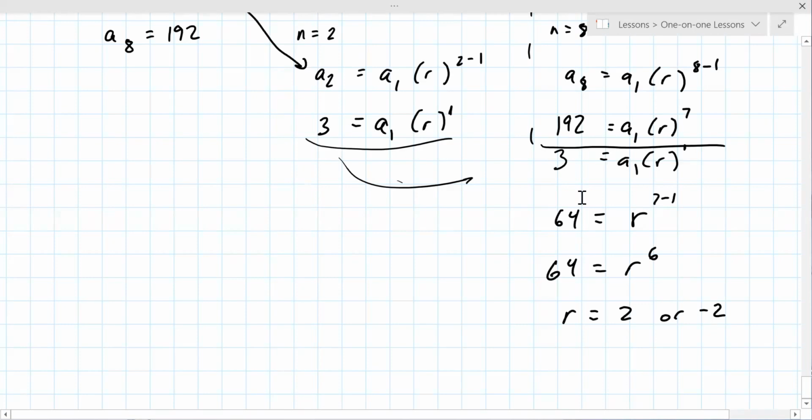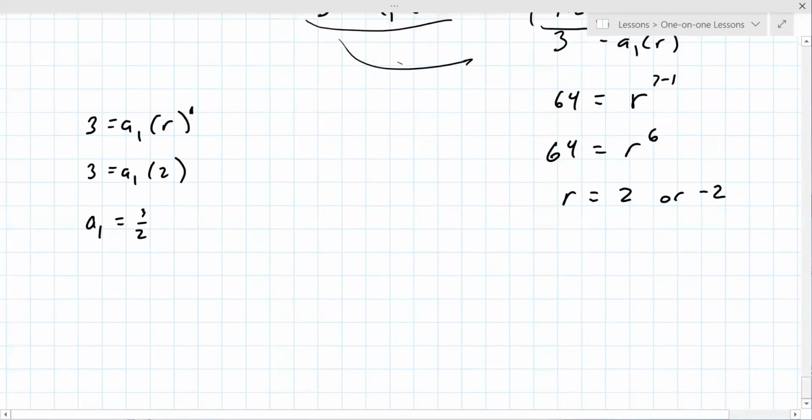Okay, so now you go back to one equation to the other, just like when you're solving a system. I'm going to go back to this one: 3 equals a_1 times r to the power of 1. I'm going to use r equals 2. So a_1 equals 3 halves. To write your equation, you need a_n equals a_1 r to the n minus 1 power. We have both now: 3 halves, 2 to the n minus 1 power.